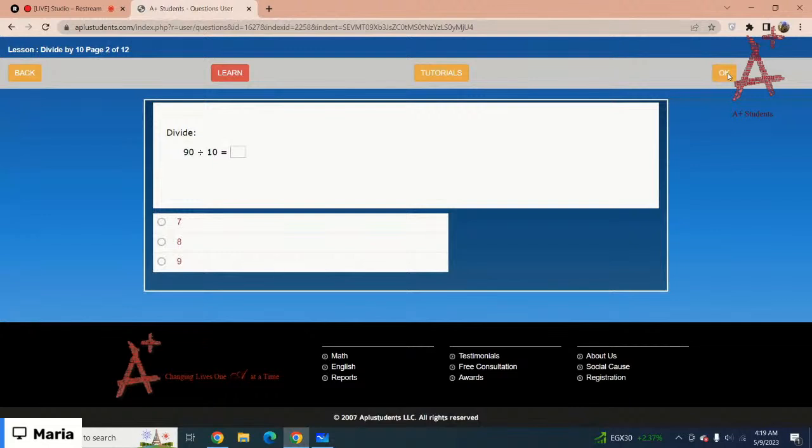Okay, you have to divide 90 by 10. 10 times what number makes 90? 10 times 9 makes 90. Very good. So the correct option is 9.